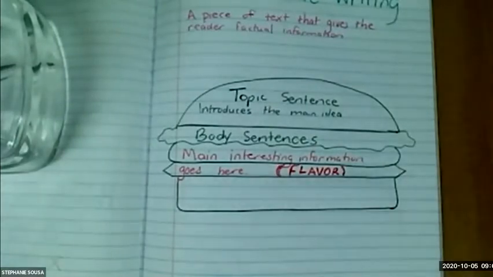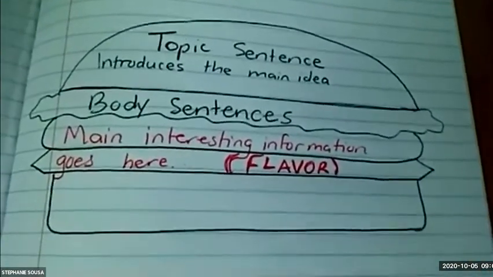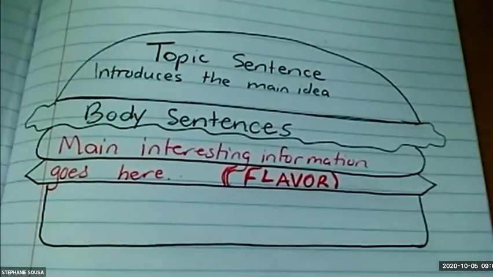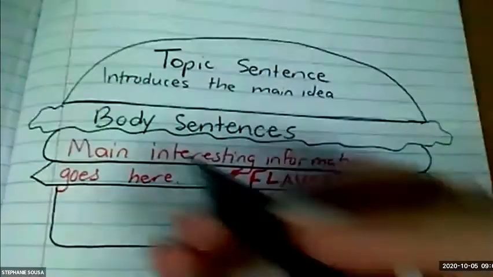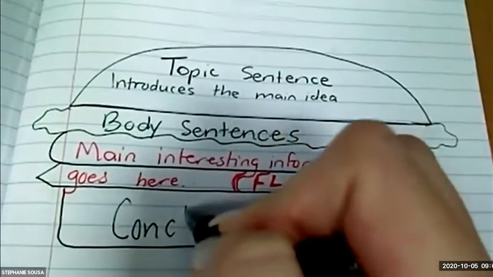So we remember that our topic sentence introduces the main idea. Our body sentences are where all of the interesting stuff is, or the good flavor. That's where we get the details of what we are reading and learning. Now we are taking a look at our conclusion sentences. So on our bottom bun, we're going to write conclusion.